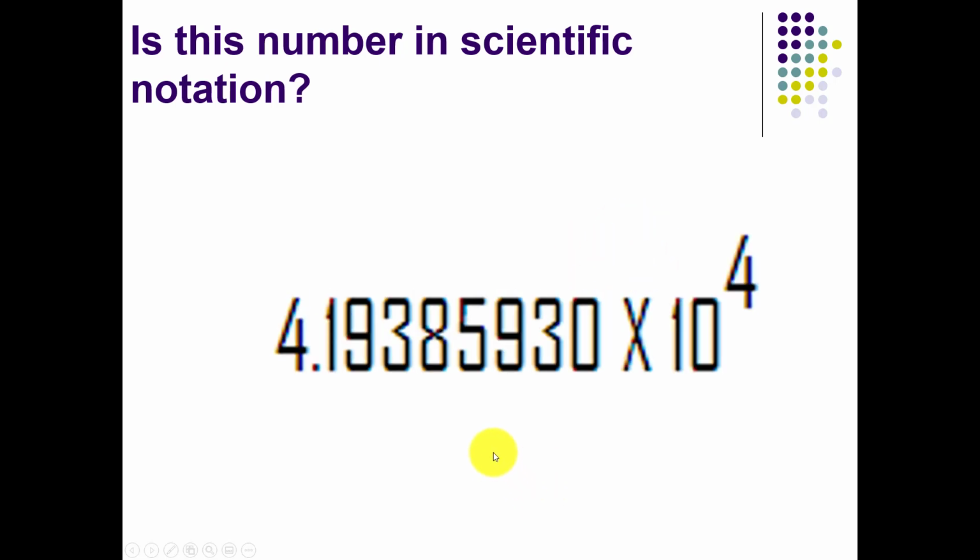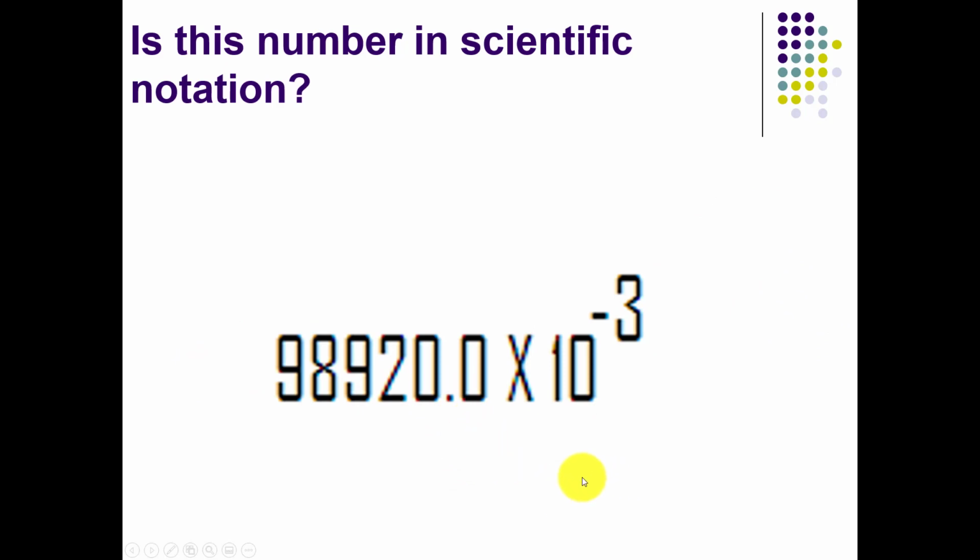What about this? Is this a number in scientific notation? And the answer is yes. This is a number in scientific notation. You can have huge numbers of decimal places if you want. That's not a problem. But 4 is a number between 1 and 10, and this is times 10 to the something.